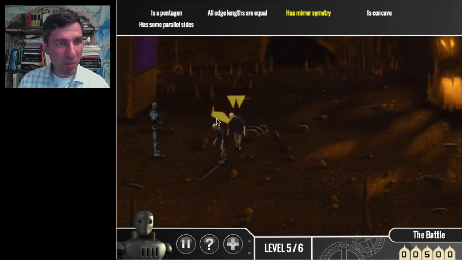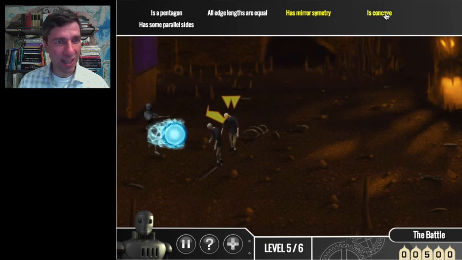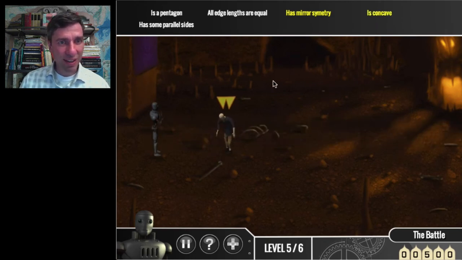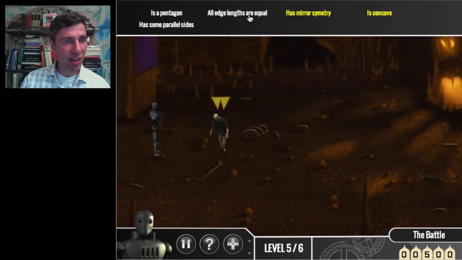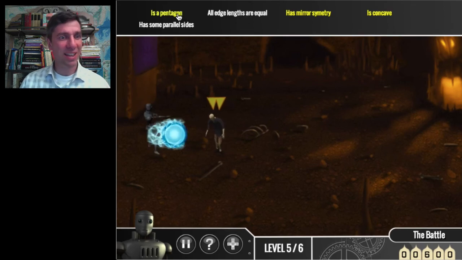Now, the remaining ones are concave, so I can hit that. Good. And last, has mirror symmetry, all edge lengths are equal? No. Is a pentagon? Yes, I can hit that.